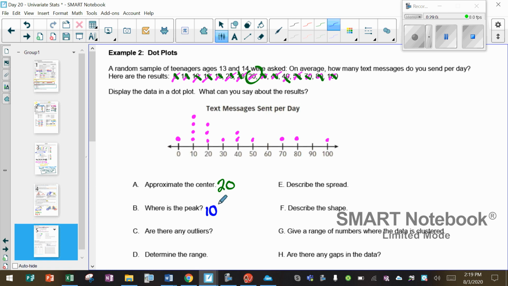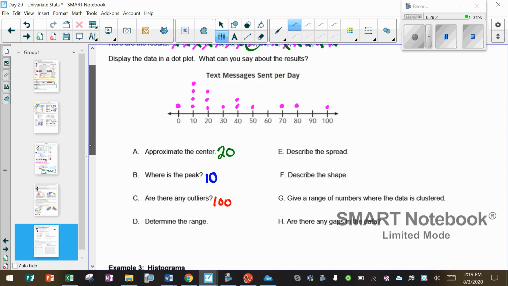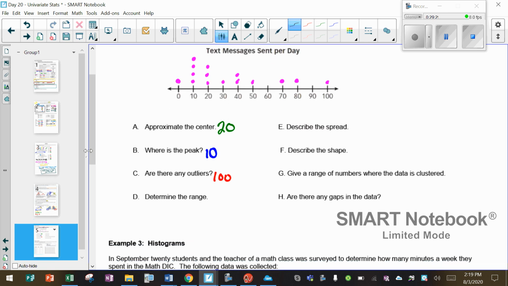That was the 10. Outliers would be a score that's really high compared to everything else, or really low compared to everything else. So this 100 kind of stands out. It's separated from the rest of the data, so we'll call that our outlier here. Sometimes there just isn't one, guys, and that's okay too. The range is the max minus the min. Our max is 100 and our min is 0, so our range is also 100.